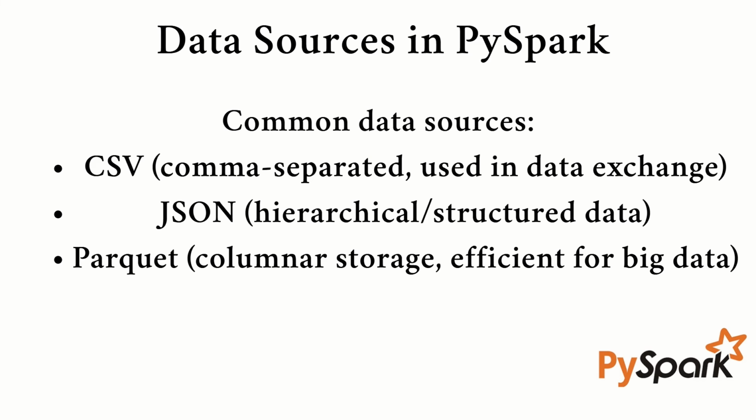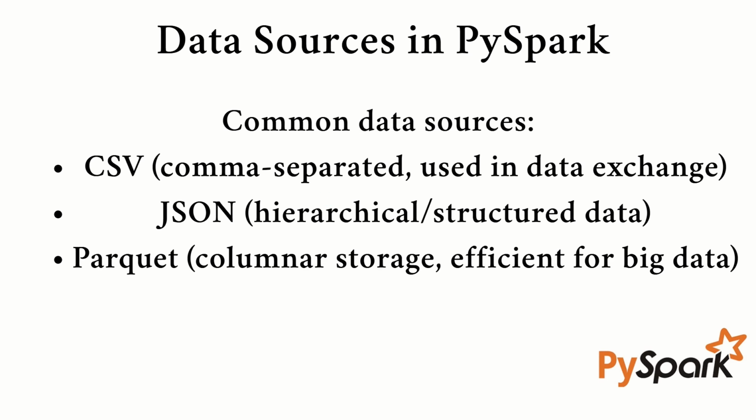So what are the common data sources in PySpark through which we can create a data frame? We can do it using a CSV file, a very commonly used format, comma separated, used for data exchange. Second, a JSON file, JavaScript Object Notation, which is used for storing hierarchical or structured data. Third can be the Parquet format, which is columnar storage. It's efficient for big data. So we will be seeing today how we can read those files, or how we can create a data frame out of these files, right?